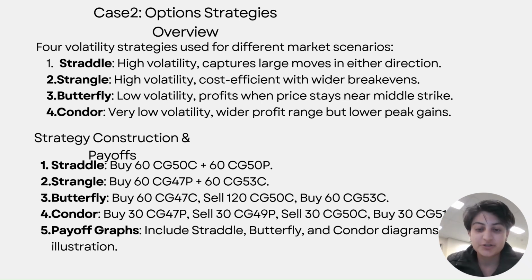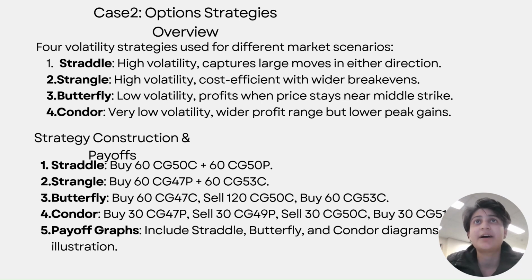So the first strategy, which is the straddle strategy, is typically used in high volatility environments. It's designed to profit from large price movements in either direction. And the key feature is that it includes both a call and a put at the same strike and expiry.